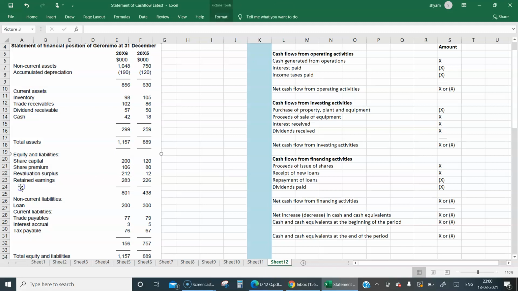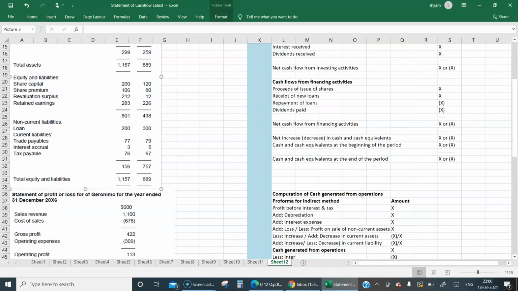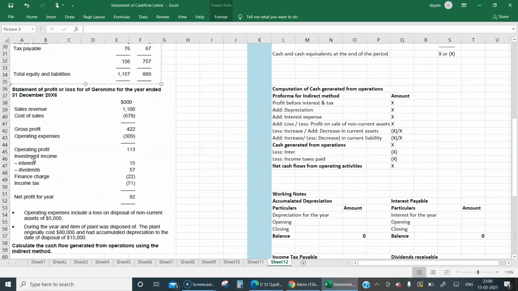So we have retained earnings, so that is like reserve. Then we have a loan, trade payables, outstanding interest, which is interest accrual, and tax payable. And on the SOPL side, we have sales revenue, cost of sales, gross profit, operating expense, and operating profit is directly given. We have other numbers like investment income, interest and dividend, both of which are income. Finance charge is there, so that should be the interest, and income tax is there.